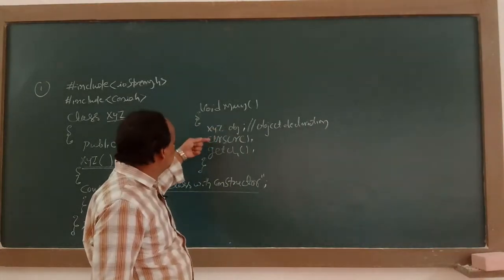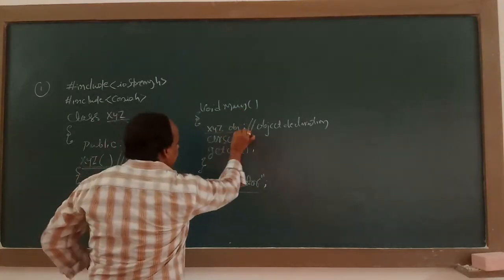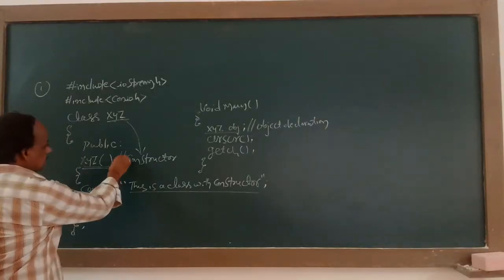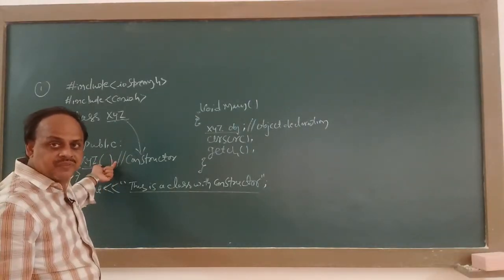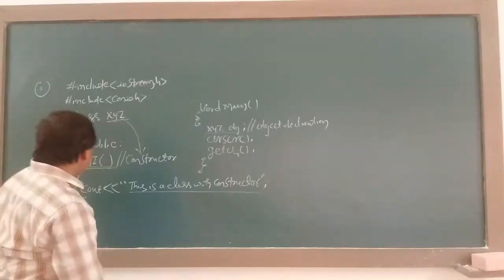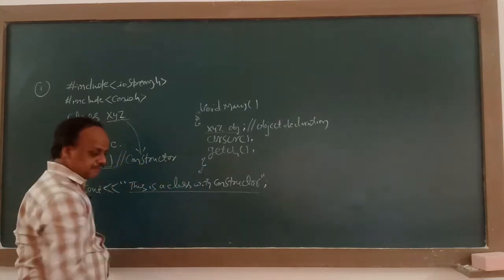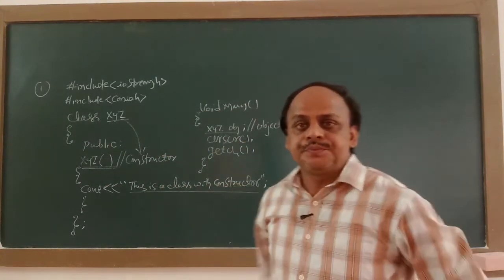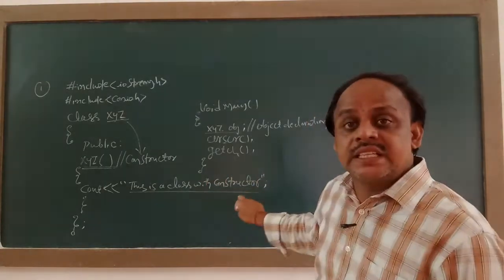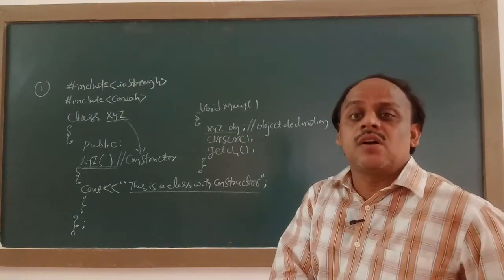So I just declare the object, clear screen, get function, and close the main function. Whenever the cursor comes here, the XYZ object declaration is there. Therefore, this constructor is executed automatically, without calling this member function, because we declared an object. So the cursor comes here. In this XYZ function, one cout statement is there, and that is printing: This is a class with the constructor. You can write anything in the cout statement. This is a class with the constructor concept.